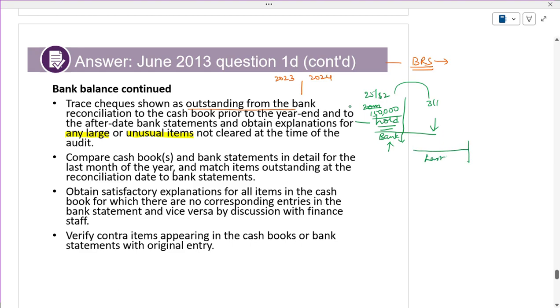The last 15 days of the closing and the first 15 days of the next opening are very, very crucial. Any large movement of cash, any large movement of checks, unusual items, you have to monitor very carefully. Compare cash. What adjustments are needed in current year accounts? The expenses would be adjusted. They will reverse it, because the check was not issued at the time of audit.